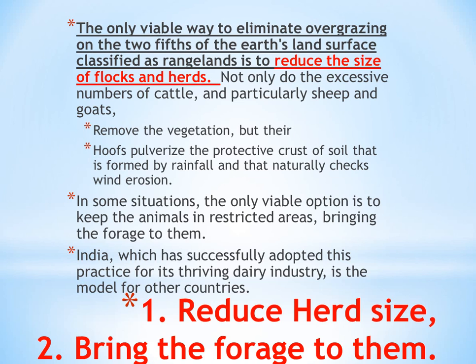Not only do the excessive numbers of cattle, and particularly sheep and goats, remove the vegetation, but their hoofs pulverize the protective crust of soil that is formed by rainfall and that naturally checks wind erosion. In some situations, the only viable option is to keep the animals in restricted areas, bringing the forage to them. India, which has successfully adopted this practice for its thriving dairy industry, is a model for other countries.